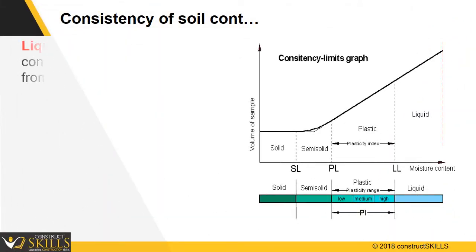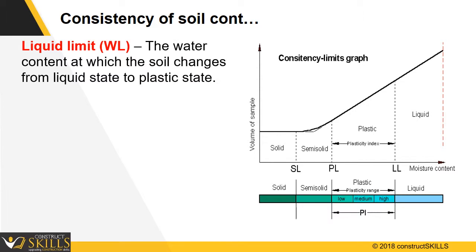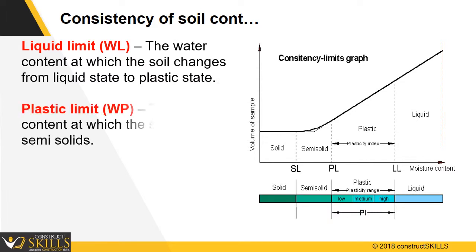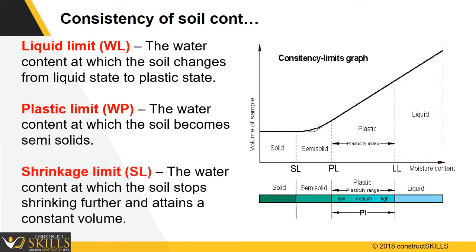Liquid limit. The water content at which the soil changes from liquid state to plastic state. Plastic limit. The water content at which the soil becomes semi-solid. Shrinkage limit. The water content at which the soil stops shrinking further and attains a constant volume.